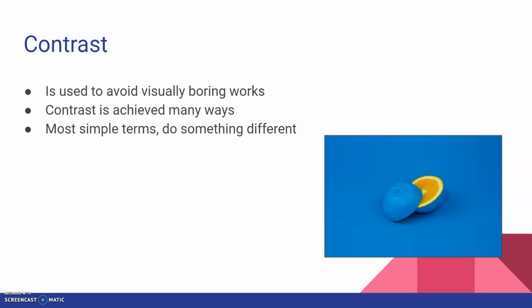This image here has the orange contrasting with really everything about the picture. The fact that the orange has any kind of texture while the background is completely plain. The orange being, well, orange, while the background is a light sky blue, is just completely contrasting with everything.